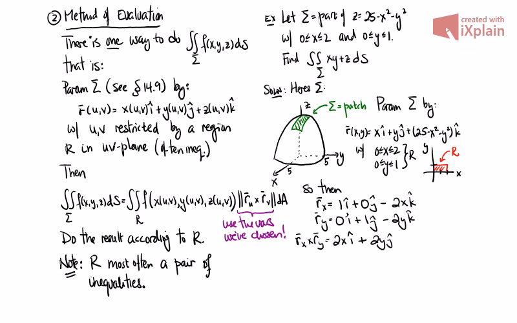And then for the k component, we hide the k's, and we do the little determinant. We get 1 times 1 minus 0 times 0, that's plus 1k. We take its magnitude. We get the square root of 4x squared plus 4y squared plus 1. So then what happens?